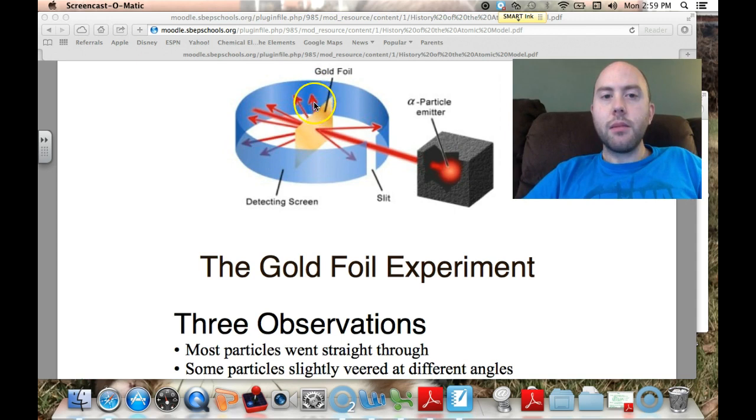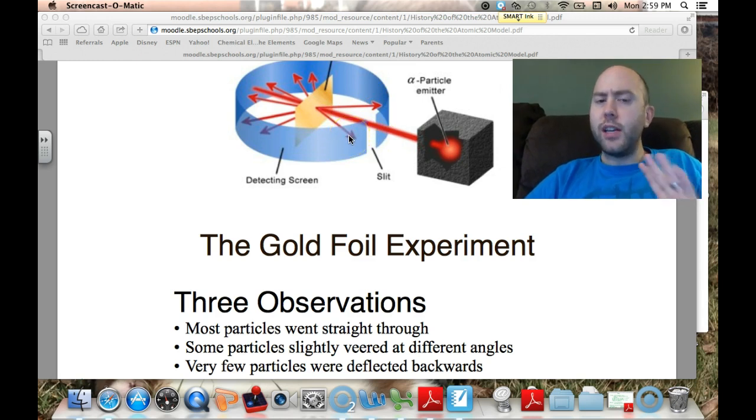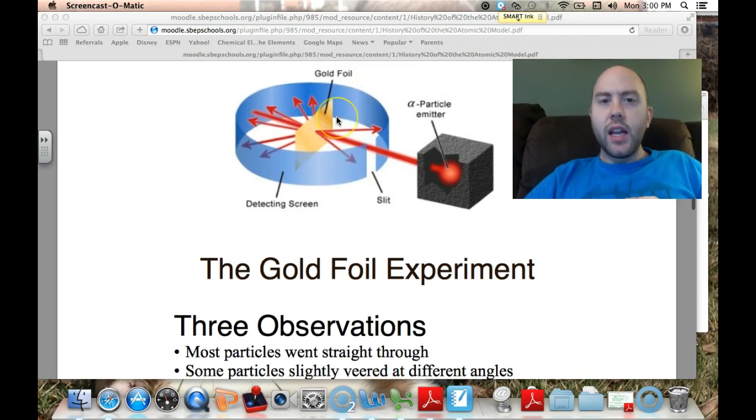He knows that some of the particles veered off at very slight angles, like here, here, and here. So every so often he'd see this little speck of light appear off to the side. And then very, very few particles would deflect backwards. So very rarely he would notice a speck of light bounce back here. Now he was very shocked by this.